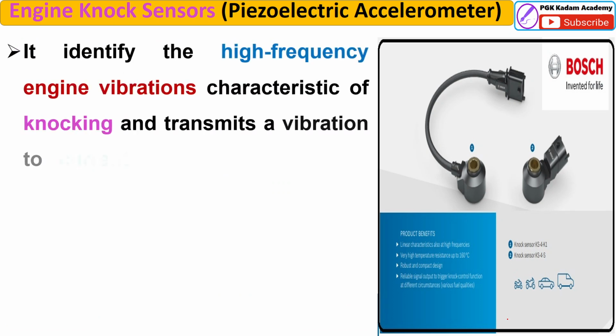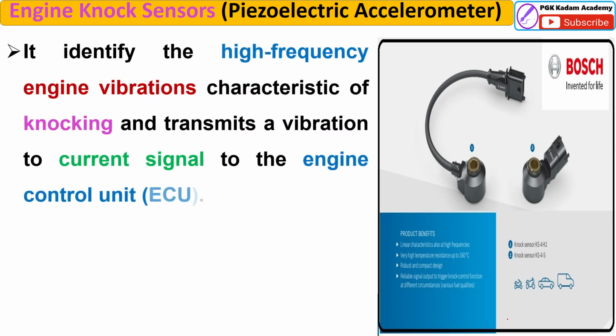The sensor identifies the high frequency engine vibration characteristic of knocking, and transmits the vibration as a current signal to the engine control unit, the ECU. What will happen due to the high frequency? The piezoelectric sensors are used as engine knock sensors that transmit the vibration as a current signal, and that signal is given to the ECU.